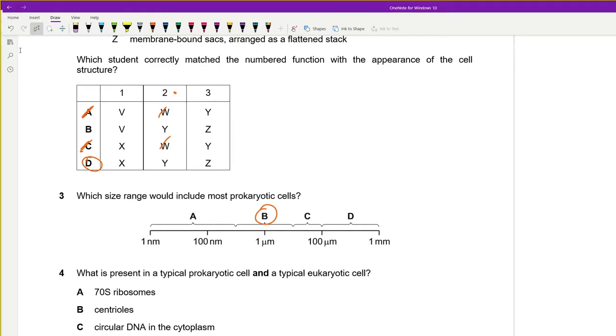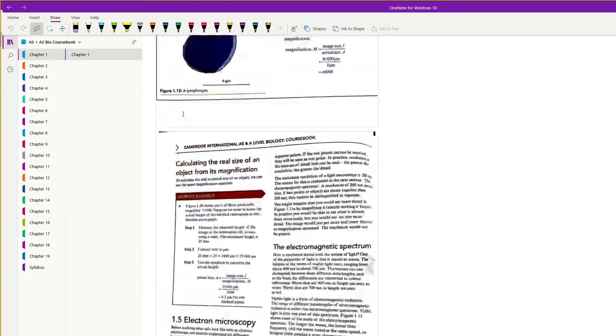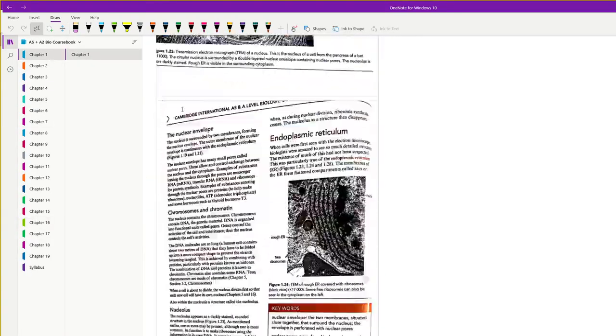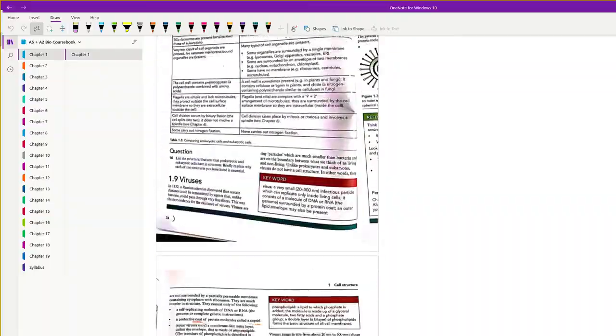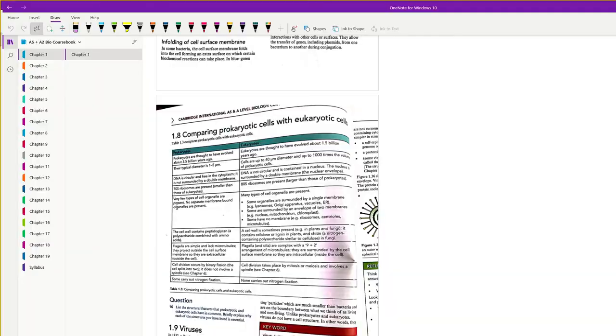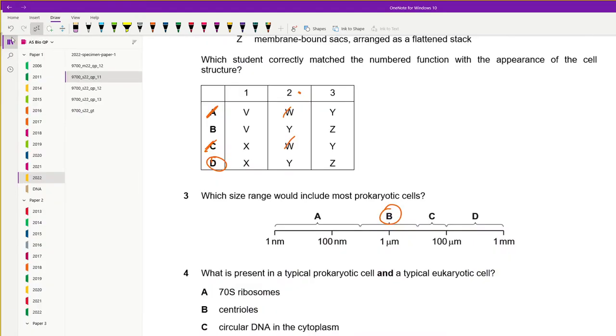You can check more of this in the course book. Basically, see this in chapter 1. You'll have the size given. Here you go. So they're usually around 1 micrometer, 1 to 5, and the eukaryotic cell is usually around 40. All right, that's what you need to know.